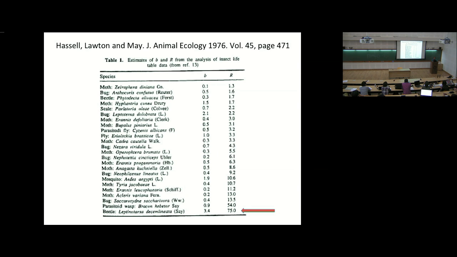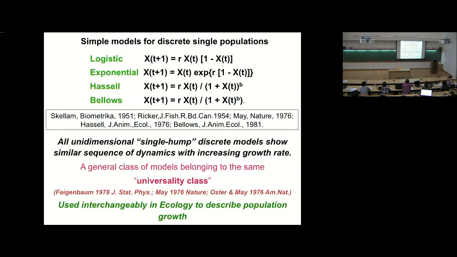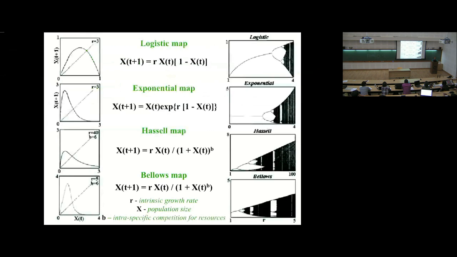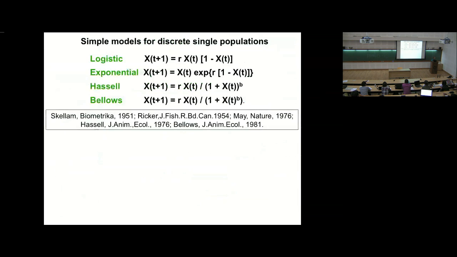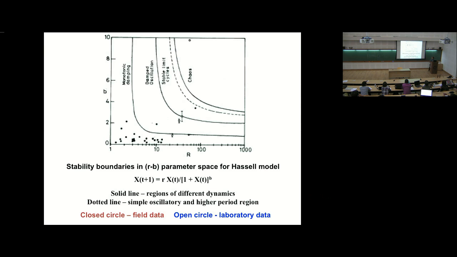Now, when you plot this, so they have a series of values of B and R. And I have the equation here. This is the equation they had fit, and they have found out the B and the R value corresponding to the insect data. This is the table. You can do a two-parameter plot, which means you can plot B in x-axis, R on y-axis, and you can get a plot like this.